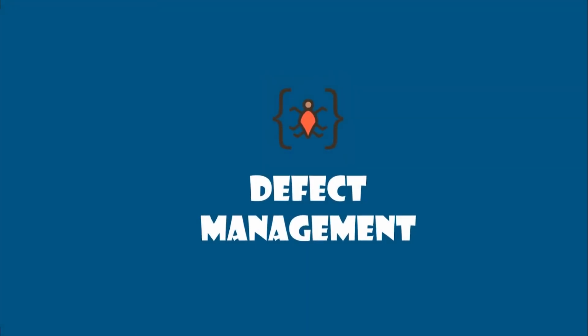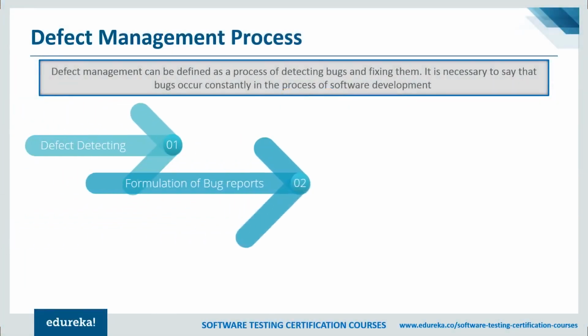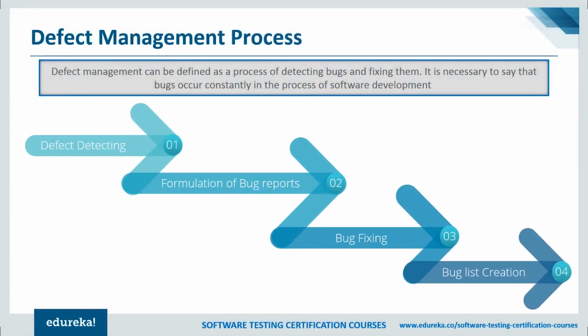Now let's talk about defect management. As we know, defect management is a part of the software testing process. But what exactly defect management in software testing is, is not widely known. Now I will talk about it and tell you what exactly the defect management process is. To realize what the defect management process actually is, we should first understand the definition. Generally, defect management can be defined as a process of detecting bugs and fixing them. It is necessary to say that bugs occur constantly in the process of software development.